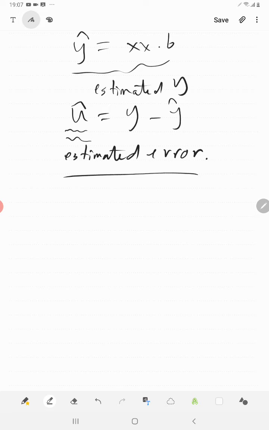Okay, let's see. Perfect. You see, you get exactly that. We don't have u, u is zero. Y hat and the measured values are the same. You see here, this is b.